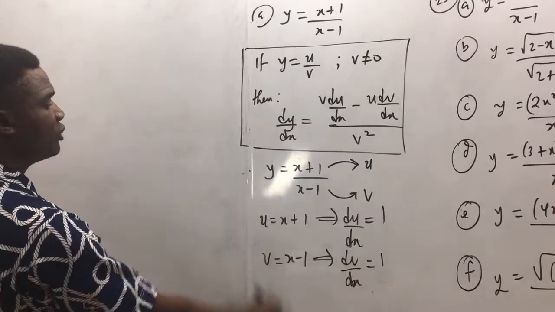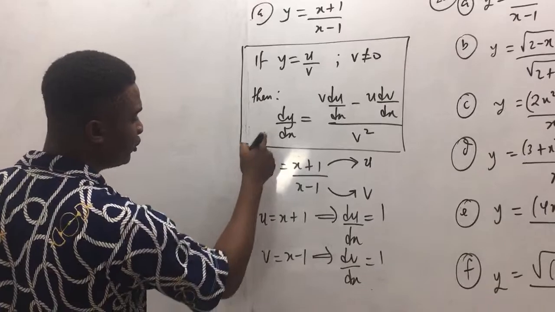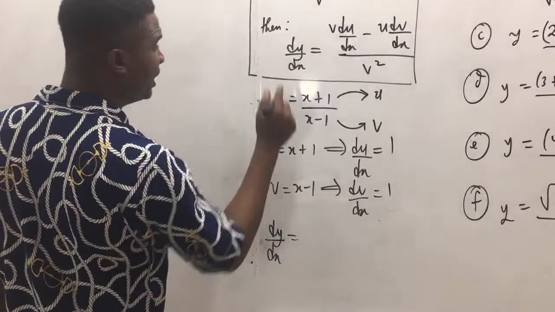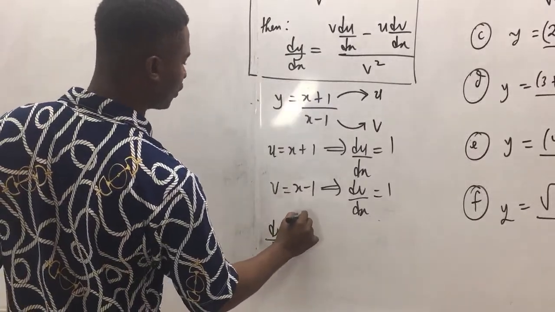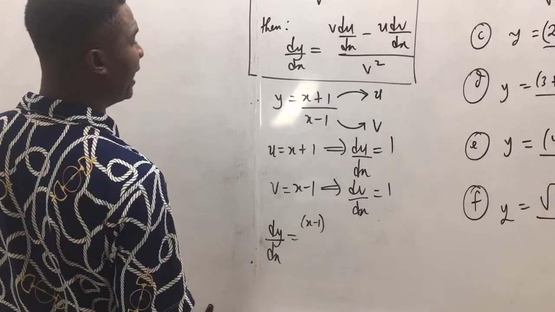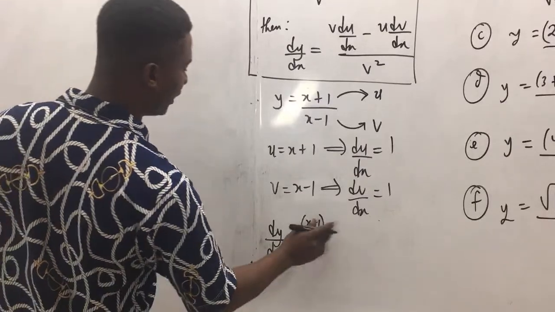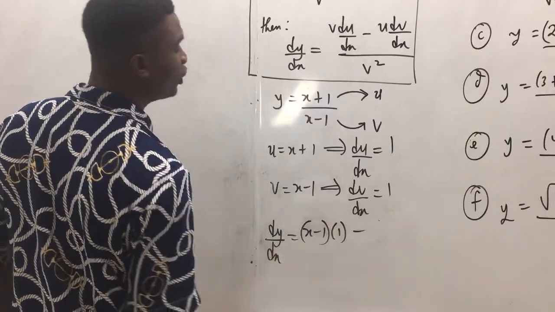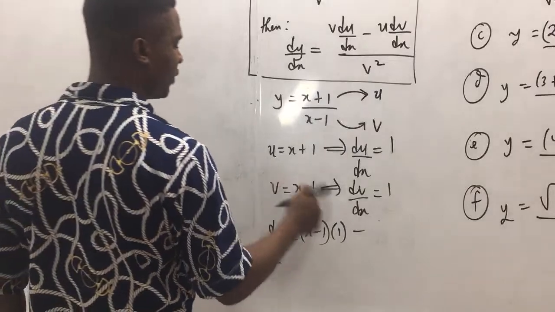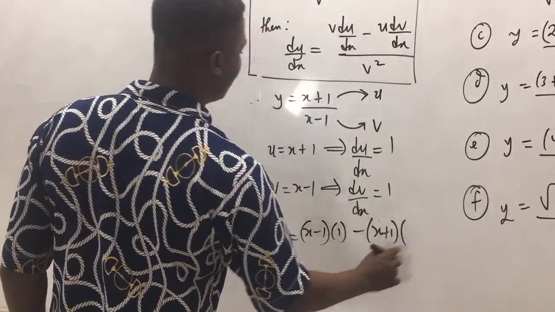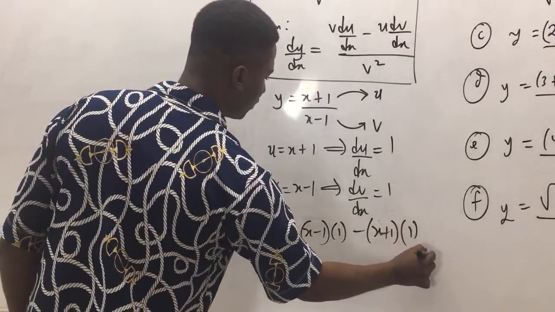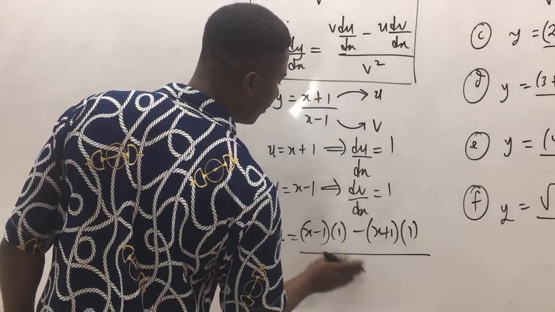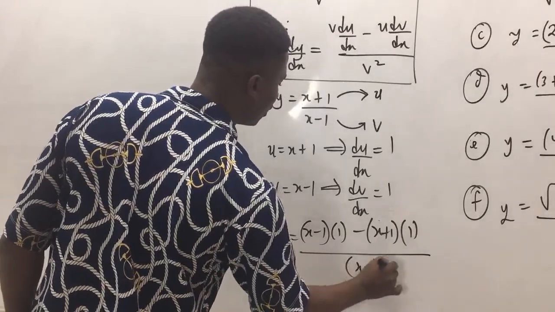Now, once you are done doing that, you can now implement your dy/dx. dy/dx will be equal to v du/dx minus u dv/dx. V is x minus 1, and du/dx is 1. So I'm going to write here x minus 1 times 1. Minus u is x plus 1, so I'm going to put here x plus 1. The dv/dx is 1, all over v squared. Your v is x minus 1, so v squared will now be x minus 1 all squared.